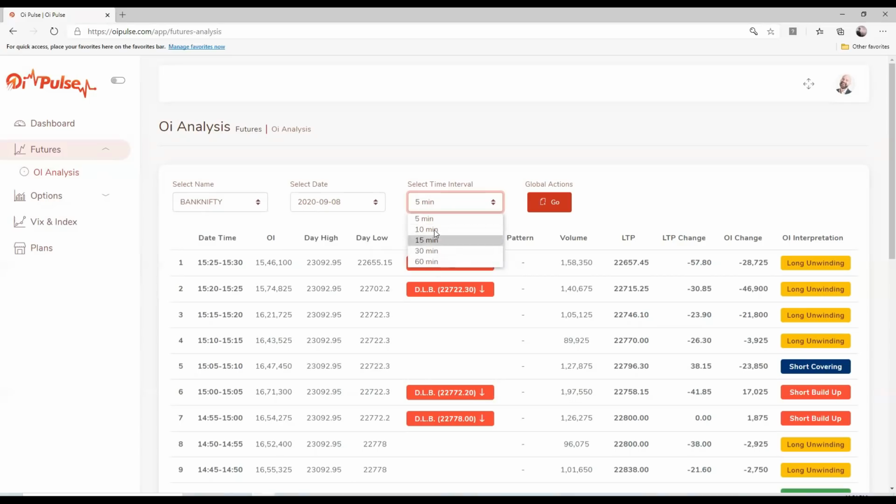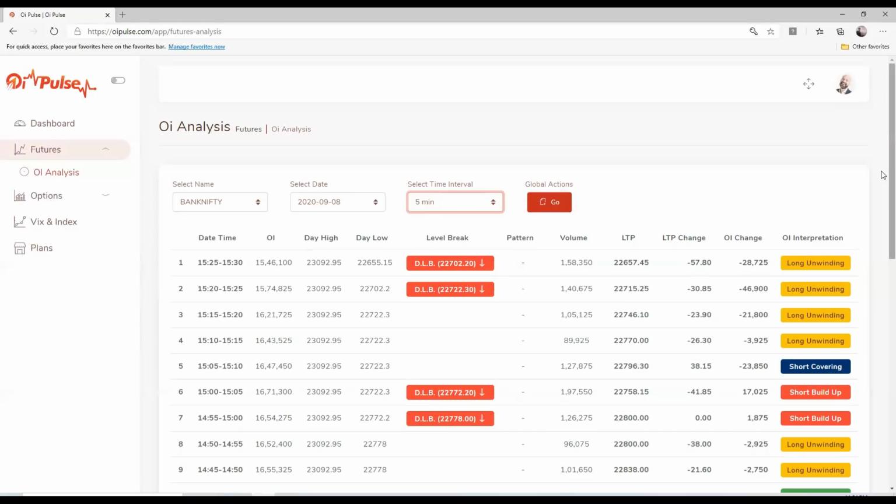But why do we have all the other time frames? We have other time frames because some of the positional traders will look at how they can carry forward a position and so on. That's the reason we have also shown 15, 30 and 60 as well. Okay, so by default it has populated the data for today.